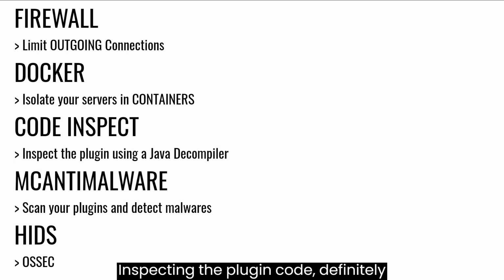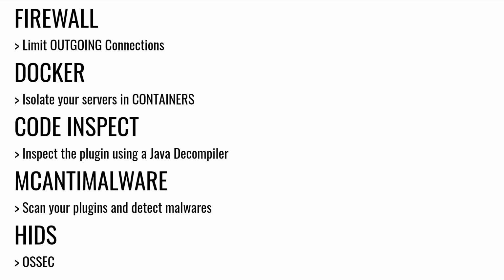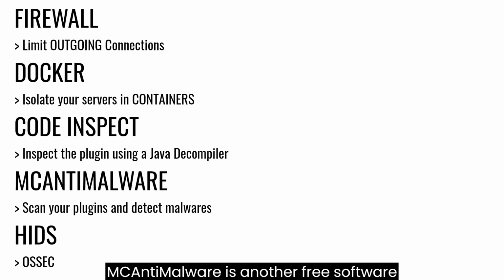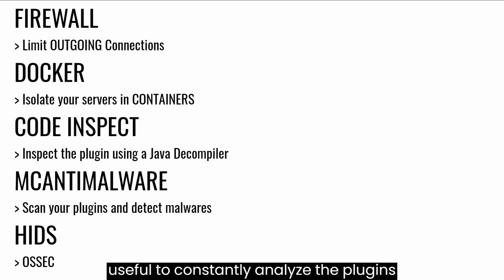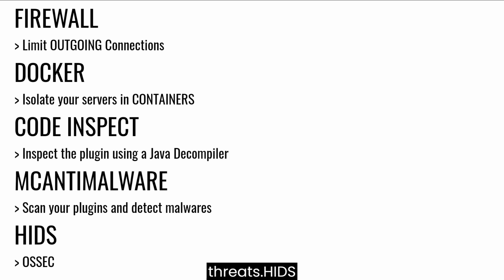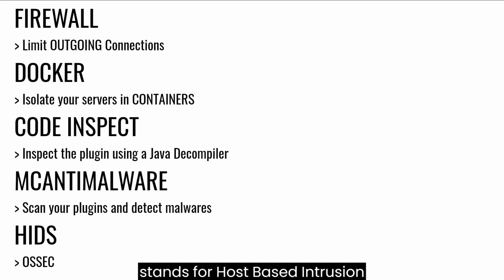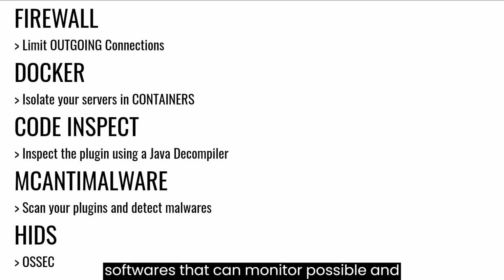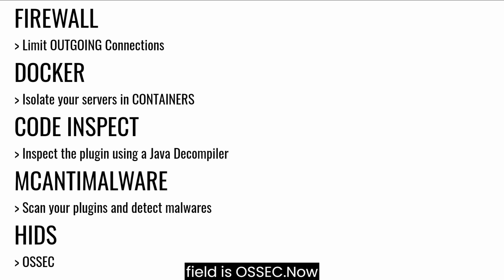Inspecting the plugin code definitely turns out to be one of the most effective methods, since we can understand what the plugin actually does on the server by reading its code. MC Anti-Malware is another free software useful to constantly analyze the plugins within our server and detect possible threats. HIDS stands for Host-Based Intrusion Detection System. These are software that can monitor possible suspicious activities on our server. An example of a useful software in this field is HostSec.